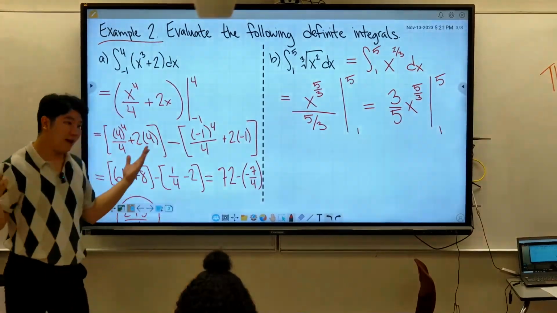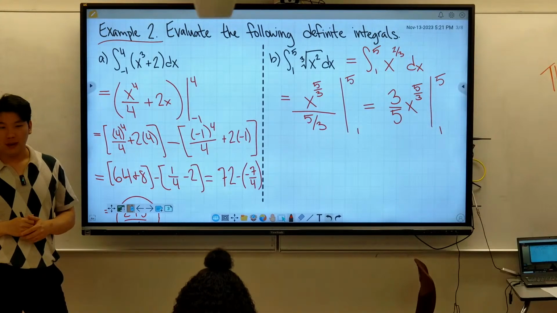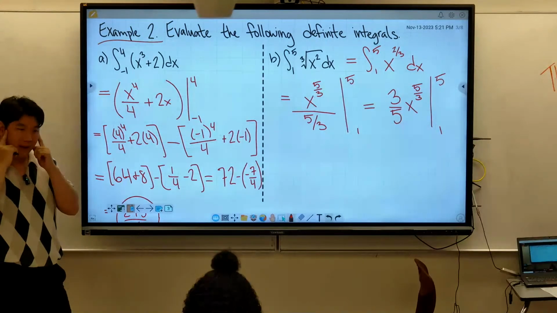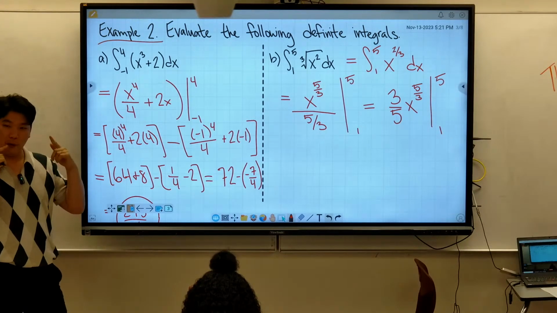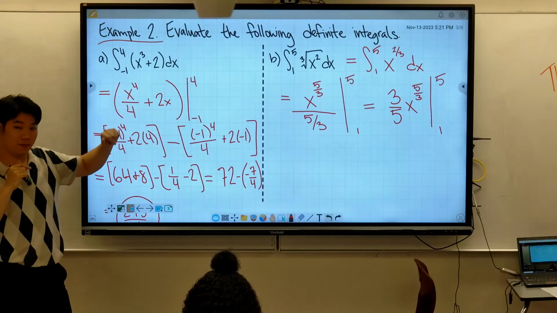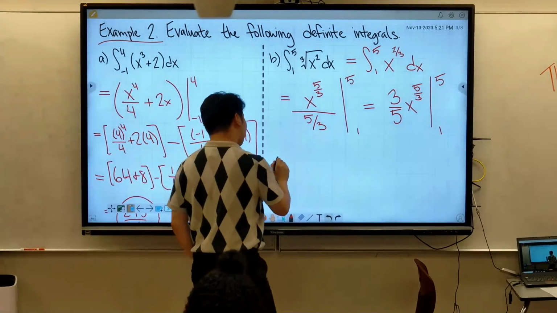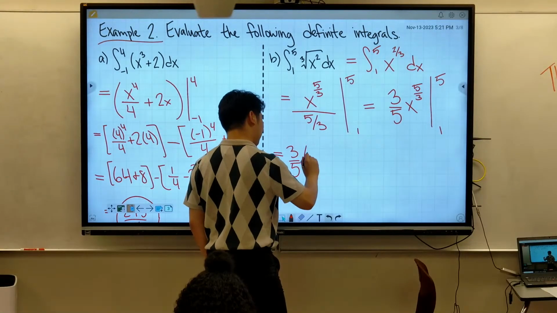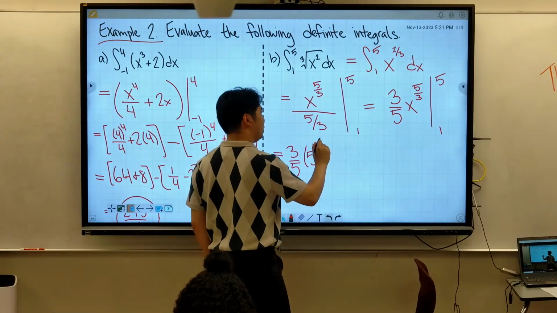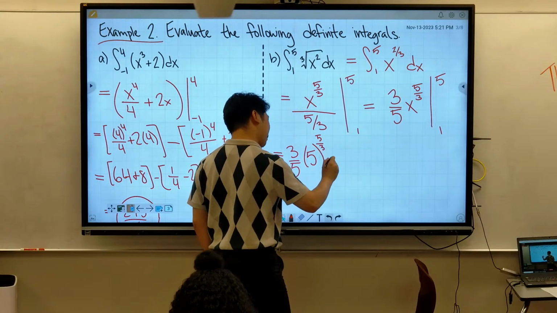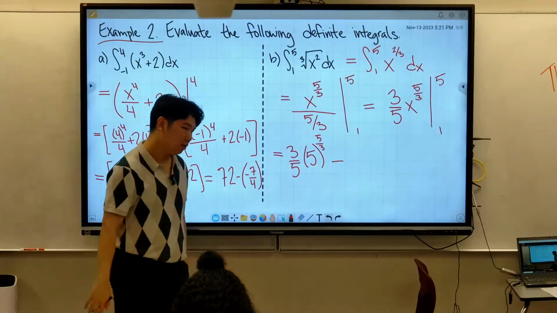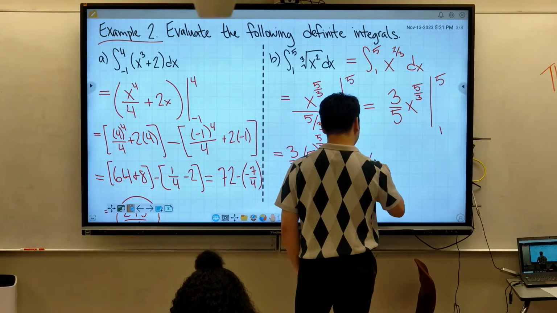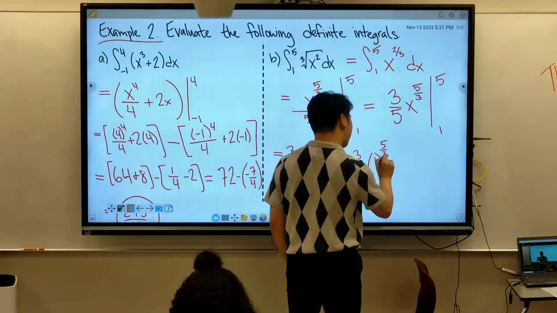Great. So I found an antiderivative. Now I'm going to plug in my values. Which one should I plug in first, 1 or 5? 5. We always plug in the upper bound first. So if I plug in 5, I get 3/5 times 5 to the 5/3 power, minus me plugging in 1: 3/5 times 1 to the 5/3 power.